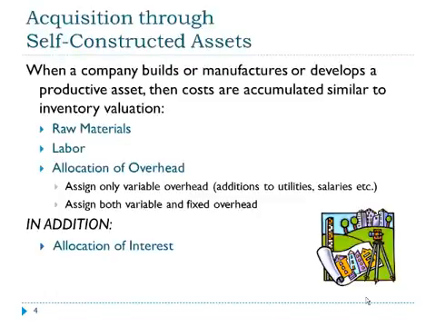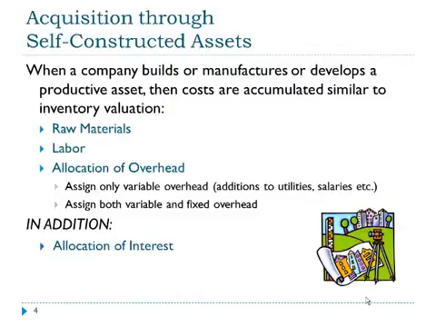When a company builds or manufactures or develops a productive asset, then costs are accumulated similar to inventory valuation. The raw materials, the labor, and an allocation of overhead are all part of the value of that asset. Overhead can be assigned in several different ways. It could be that the variable overhead is assigned to that self-constructed asset. That is, those additions to utilities or those additions to salaries above and beyond what the company otherwise would have had, that may be included as overhead.